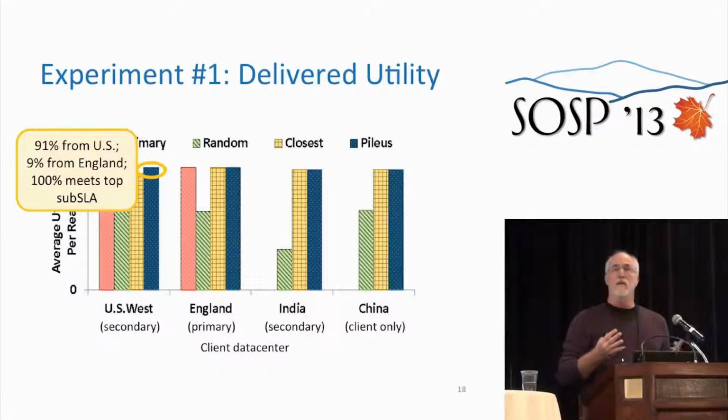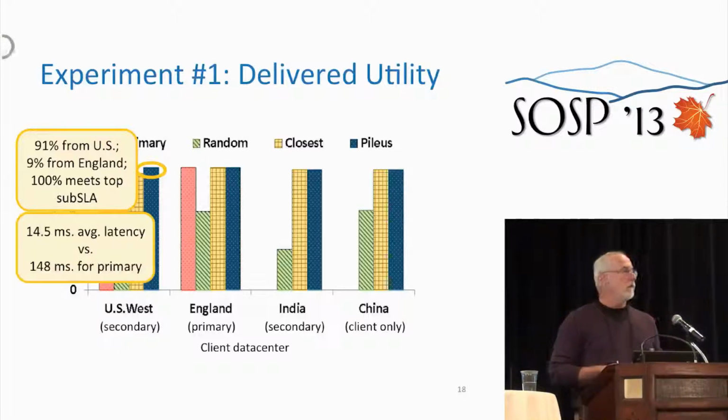In both cases, it meets the top-level SLA because England is close enough to meet the latency guarantee, and they both meet the read-my-writes guarantee, so it gets maximum utility. It meets the top sub-SLA 100% of the time. If we simply sent all of the requests to the primary in England, we would also meet the top SLA 100% of the time, but there's a fundamental difference, and the fundamental difference comes with the average latency.